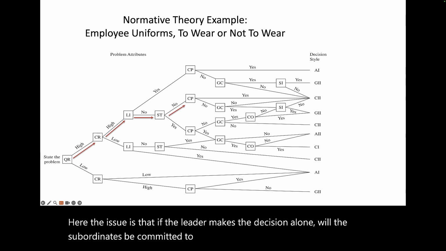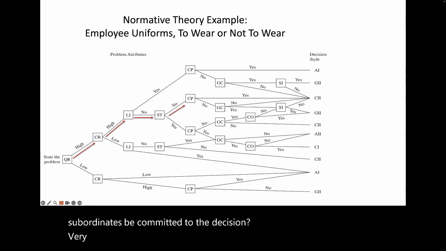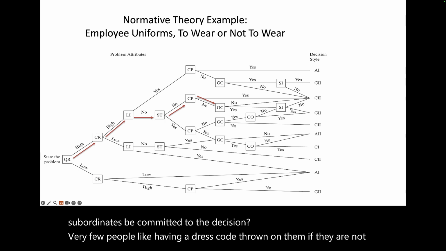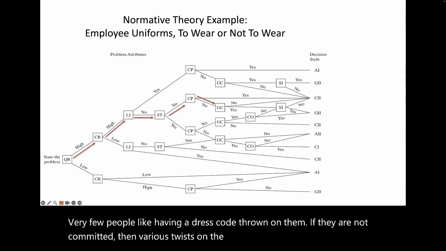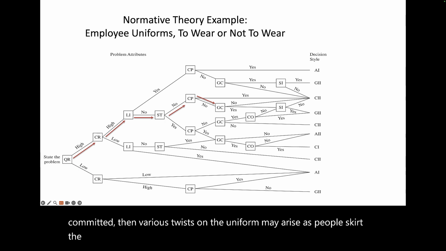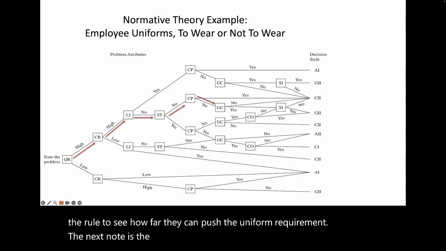If they are not committed, then various twists on the uniform may arise as people skirt the rule to see how far they can push the uniform requirement. The next node is the GC, or goal congruence node. At this node, the question is, do employees share the organizational goals to be attained in solving this problem?